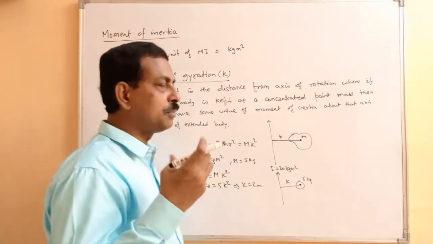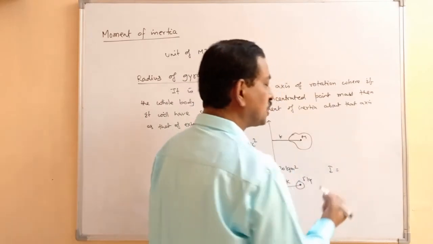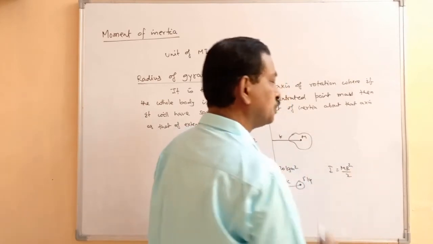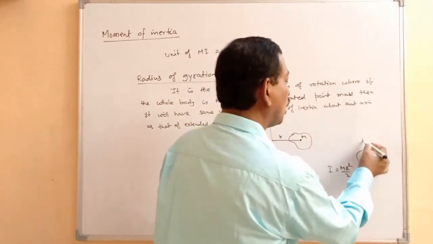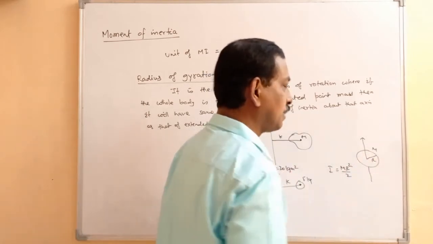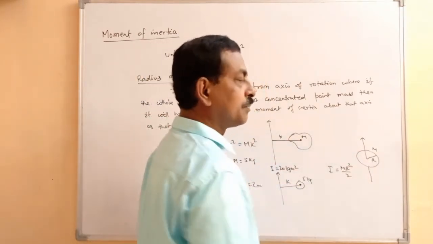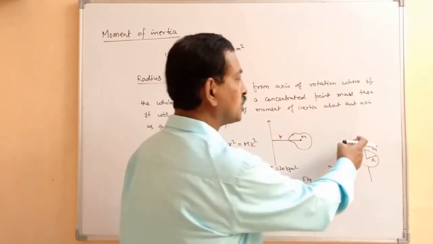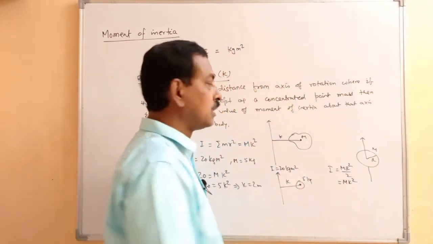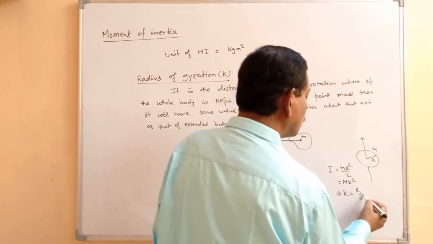Similarly, suppose you have a circular disc and its moment of inertia about its center of mass and perpendicular to its plane is mr square by 2. This is the moment of inertia of a circular disc whose radius is r and mass is m. If I want to know the radius of gyration for this disc about this particular axis, we write it as mk square. So this will give the value k equals r by root 2.